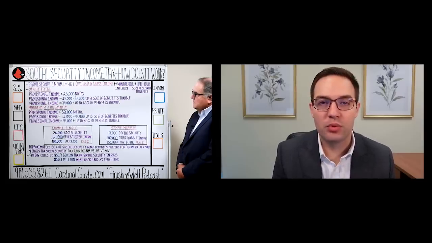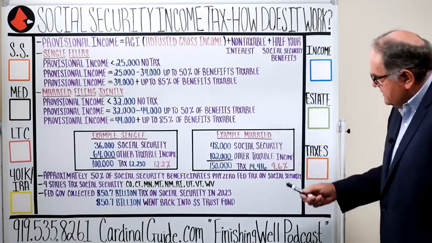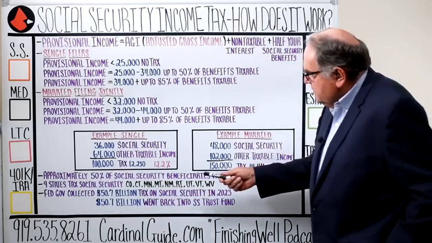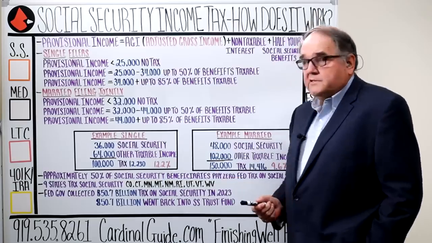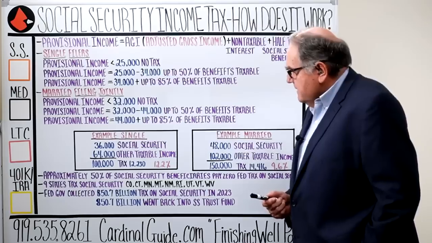We'll go through a couple more points on the board here. Well, yeah, I mean, just those two numbers, this single person paid, who gets a pretty good sizable Social Security check, 3,000 a month.